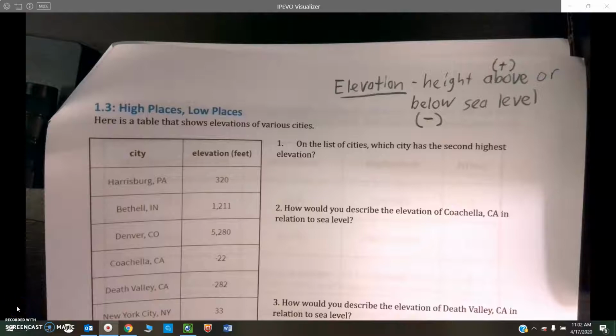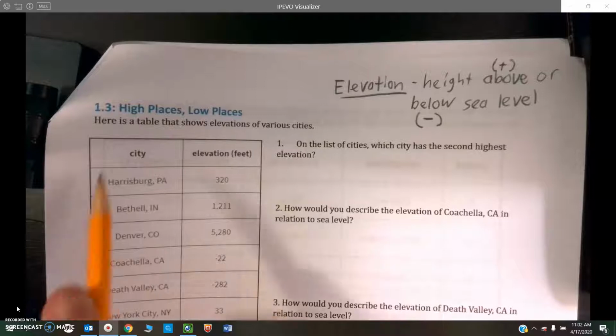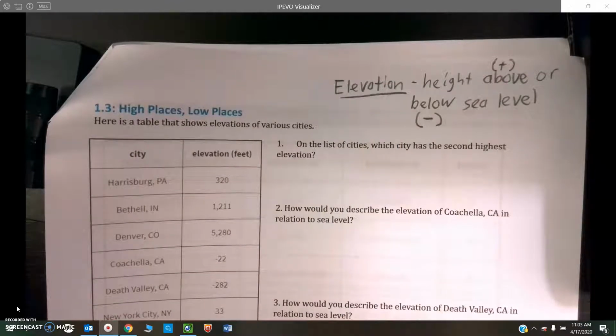So this next activity is called high places and low places. And it says, here is a table that shows elevations of various cities. So I provided us with the definition of elevation. For those of you who don't know, we did mention it in the last video just a little bit. So elevation is the height above or below sea level. And once again, sea level is like where the oceans are.